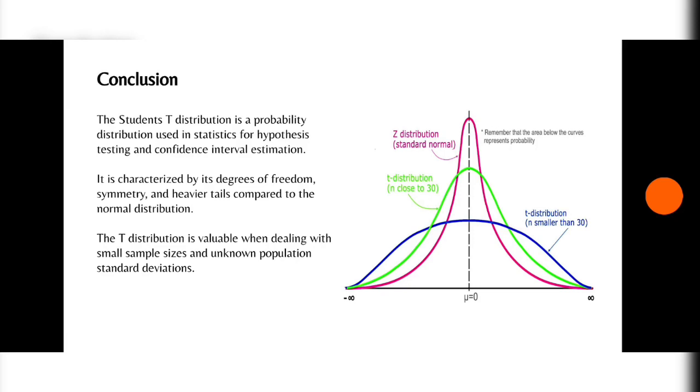Conclusion: the student t distribution is a probability distribution used in statistics for hypothesis testing and confidence interval estimation. It is characterized by its degrees of freedom, symmetry, and heavier tails compared to the normal distribution. The t distribution is valuable when dealing with small sample sizes and unknown population standard deviation.